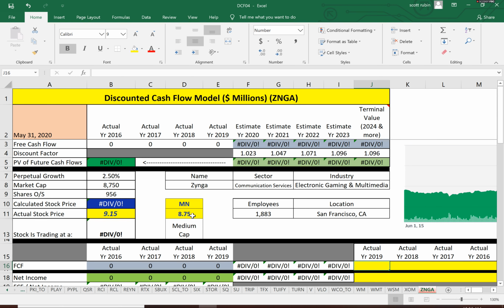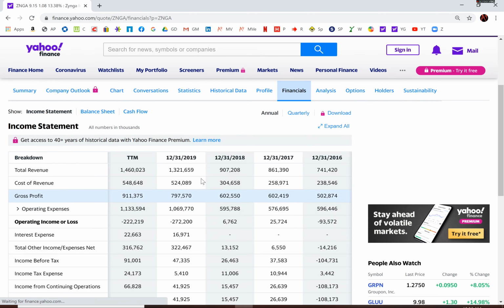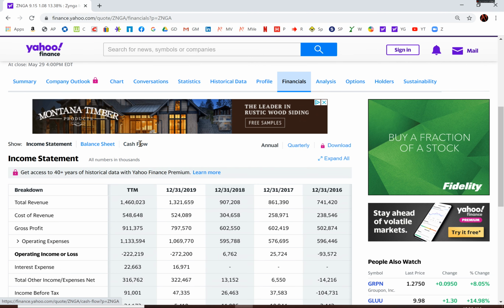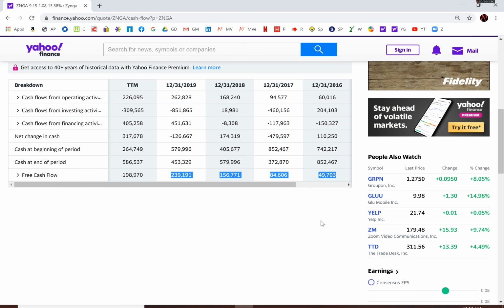Next, we need the free cash flow. And the best way to calculate the stock price for a company is to estimate future free cash flow and discount that number back to today's value. And that's what we're doing in this video.